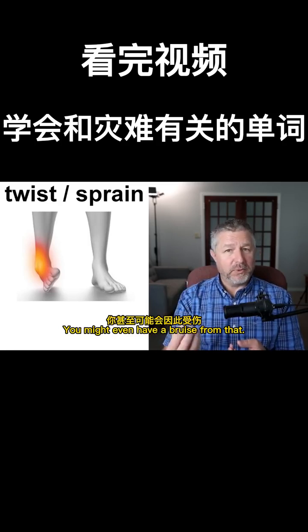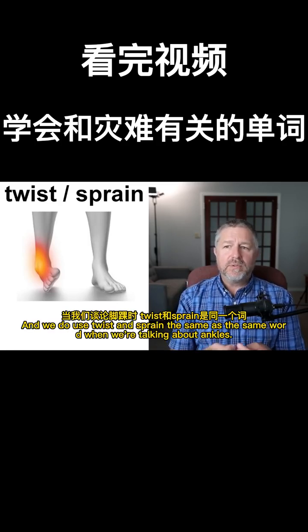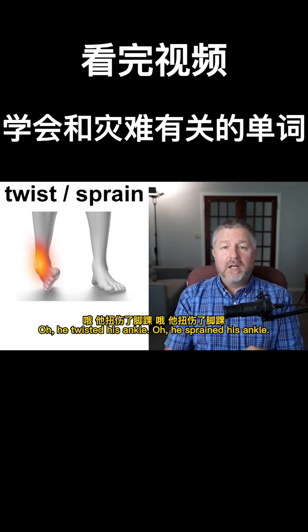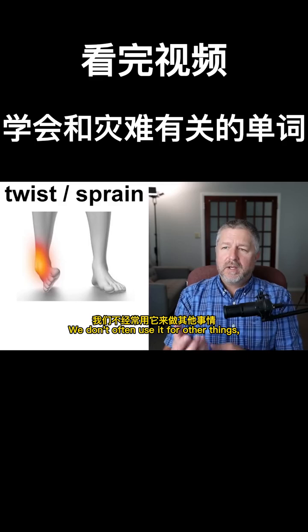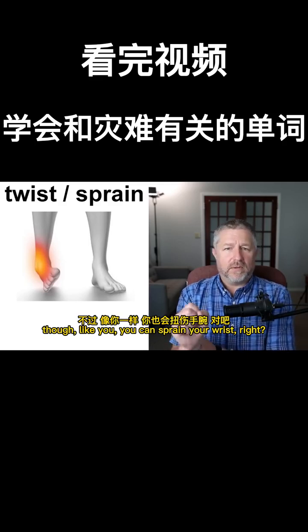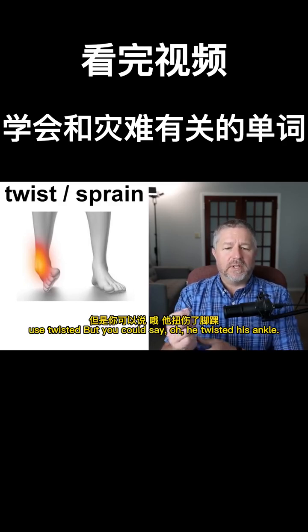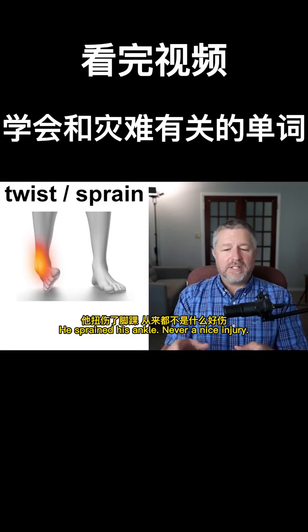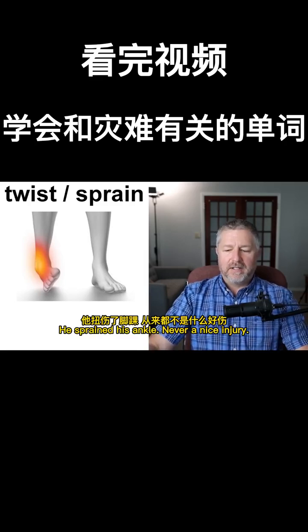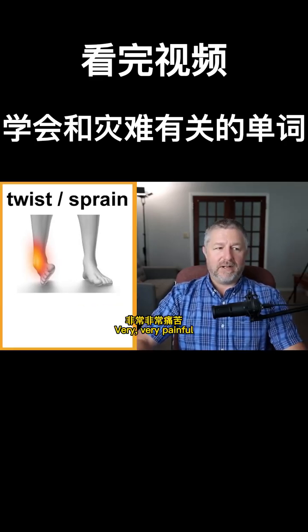You might even have a bruise from that. And we do use twist and sprain as the same word when we're talking about ankles. Oh, he twisted his ankle. Oh, he sprained his ankle. We don't often use it for other things though. Like you can sprain your wrist, right? But you wouldn't use twisted. But you could say, oh, he twisted his ankle, he sprained his ankle. Never a nice injury. Very, very painful.